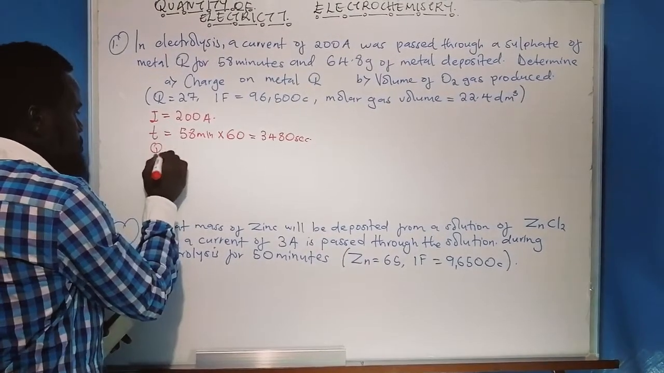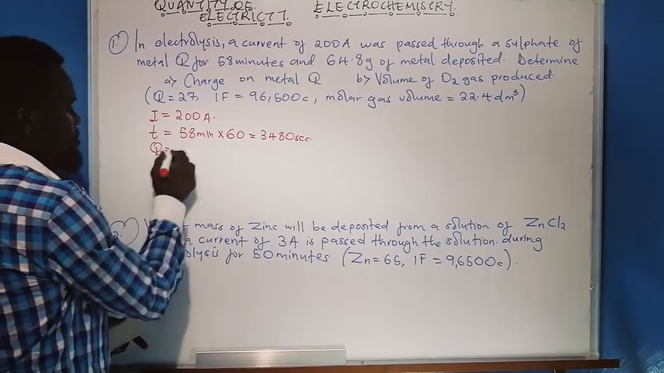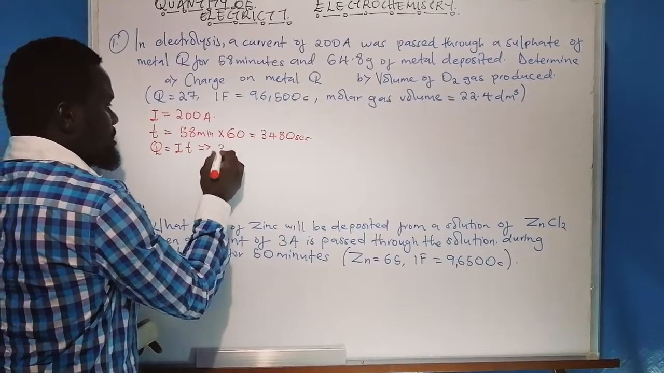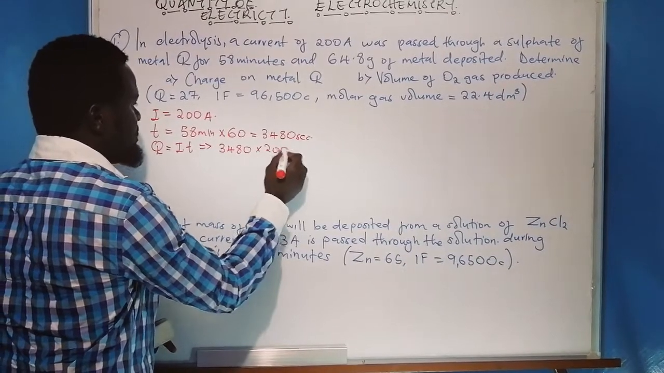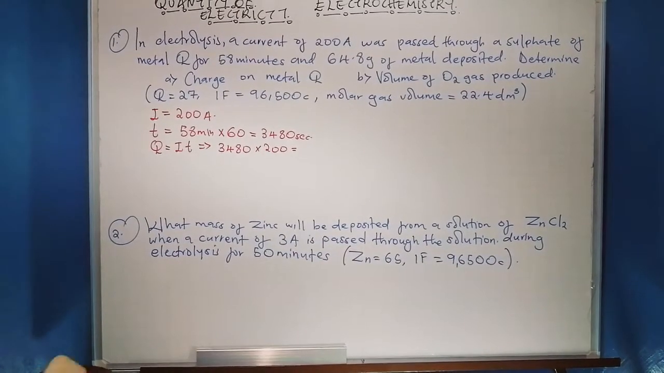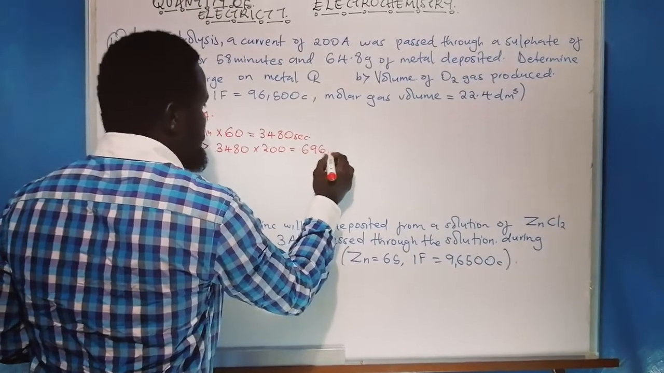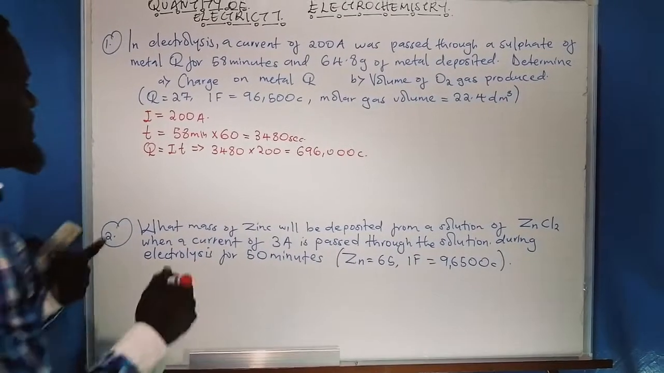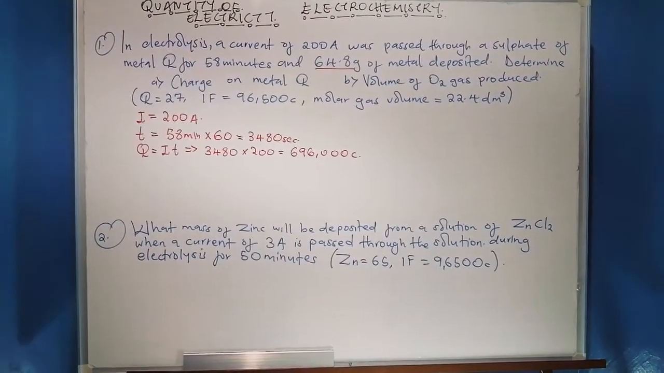We can get Q. Q is the quantity of electricity, and the formula for getting Q is equal to IT, which will be equivalent to 3480 seconds times 200 amperes. So if we multiply 3480 times 200, it will give me 696,000 coulombs. So that is the quantity of electricity that will be required for this mass to be deposited.